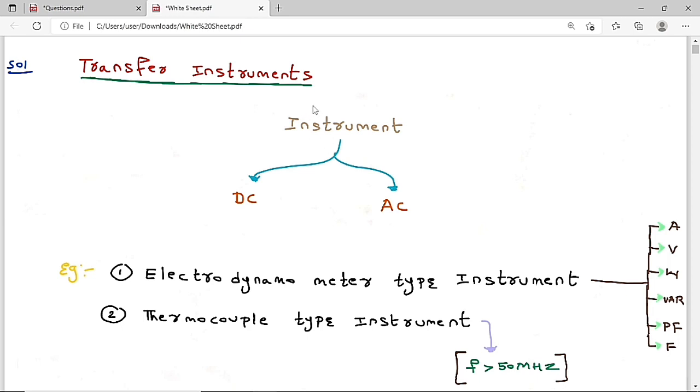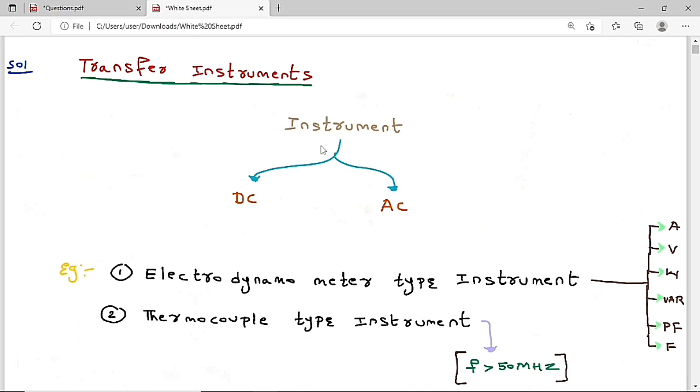So the meaning of transfer instruments is, suppose I design an instrument particularly to measure a DC quantity. I do not make any modifications, but I still use the same instrument to measure the AC quantity. If the accuracy is the same for the DC measurement as well as the AC measurement, then those types of instruments are called transfer instruments.